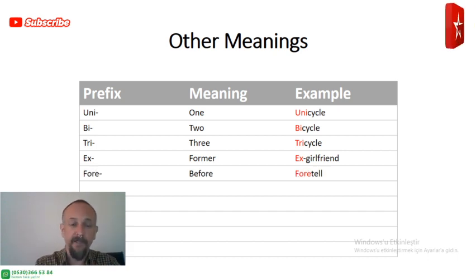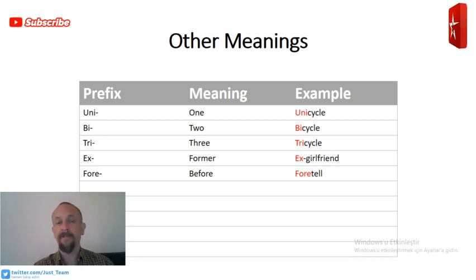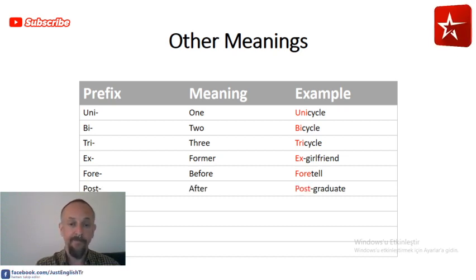etc. Then we saw that fore meant before, as in to foretell. To foretell means to predict or to tell something, to say that something's going to happen before it actually happens. And we saw that post meant after, such as postgraduates.